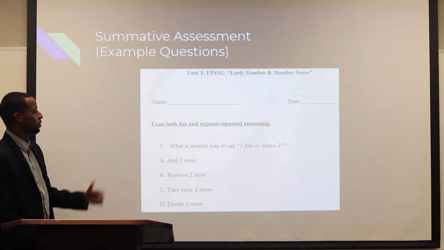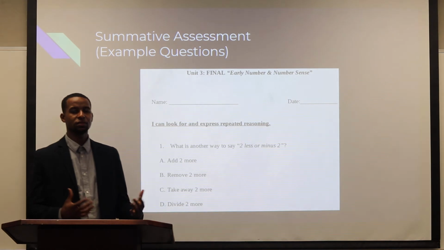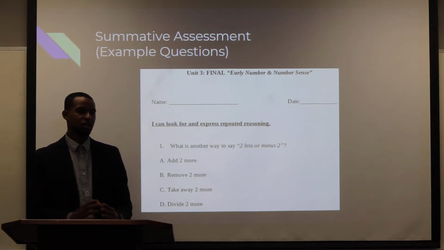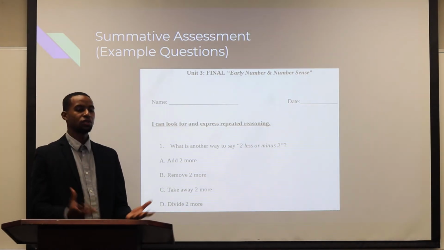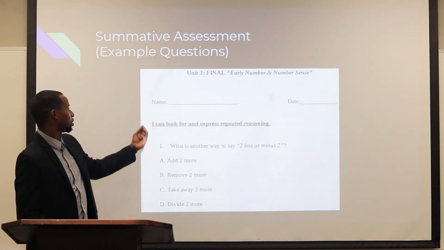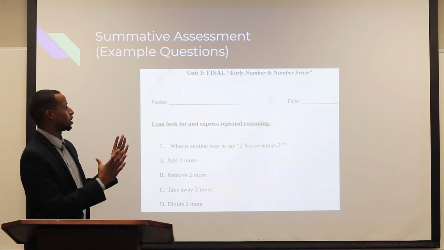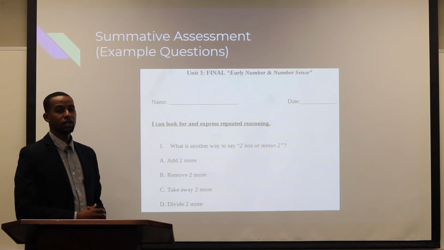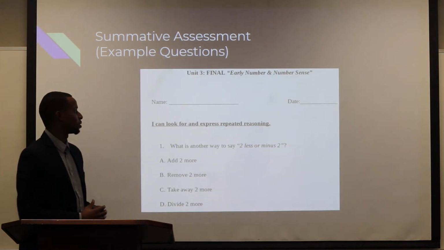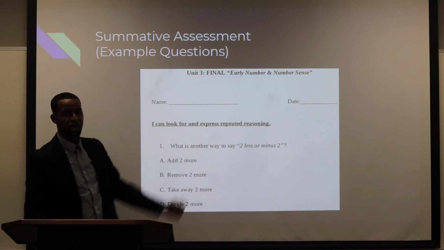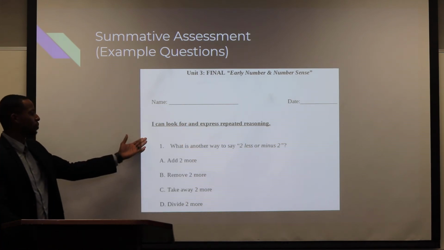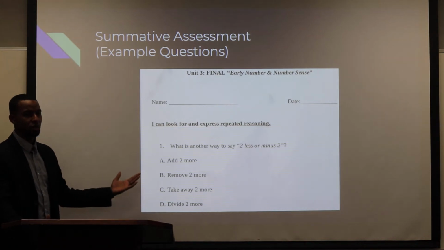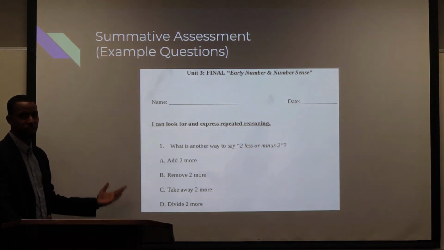So for summative assessment, just like I said earlier, a summative assessment is at the end of 5 or 6 lessons, at the end of multiple lessons, a unit test. So now my students will know about early numbers and number sense from learning 5 different lessons about number sense. So this would be like the final at the end. For example, I can look for and express repeated reasoning. That's just one of my objectives for this final.